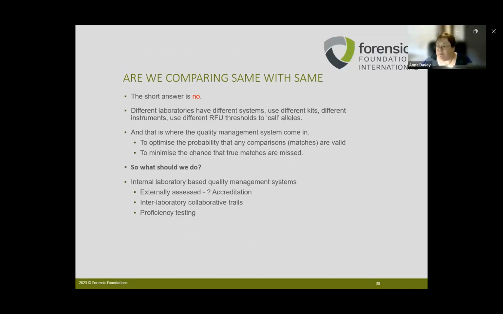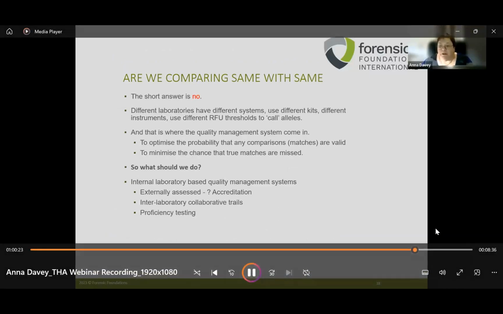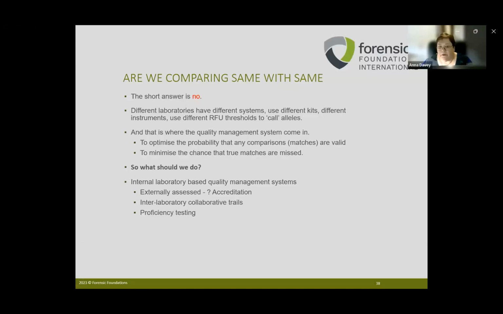Okay, and this is where the quality management system comes in, right? Because what we need to do is optimize the probability that any comparisons or matches, if you want to call it that, are valid, and minimize the chance that true matches are missed. All right. So what can we do? Well, we need to ensure that the laboratories which are uploading DNA profiles to the DNA database have a robust quality management system, that the results they're producing are the best quality results they could possibly produce. All right. We need to have that quality management system externally assessed.